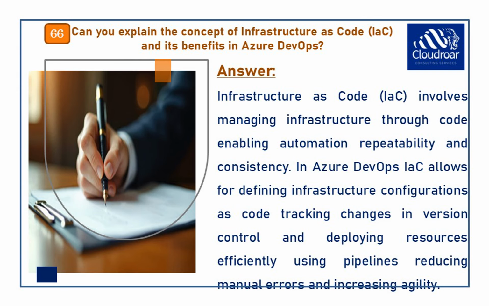Question 66. Can you explain the concept of infrastructure as code, IaC, and its benefits in Azure DevOps? Infrastructure as code, IaC, involves managing infrastructure through code, enabling automation, repeatability, and consistency. In Azure DevOps, IaC allows for defining infrastructure configurations as code, tracking changes in version control, and deploying resources efficiently using pipelines, reducing manual errors and increasing agility.